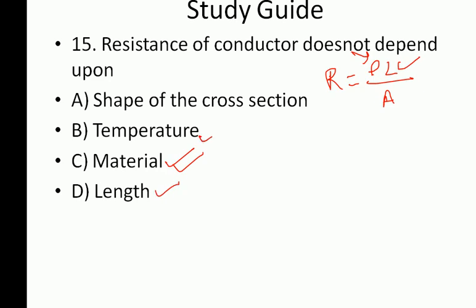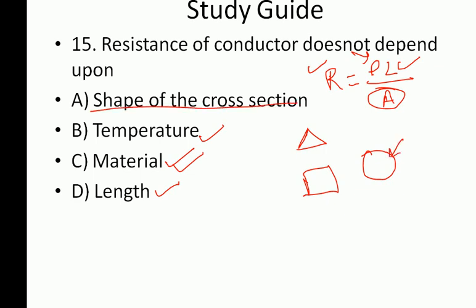But I should know the area. I should not need to know the shape of the cross section. The cross section may be triangular, maybe square, maybe circular, any shape. If I know the area, I can find the resistance. So it does not depend on the shape of the cross section. It depends on the area but not on the shape. So the answer will be option A.